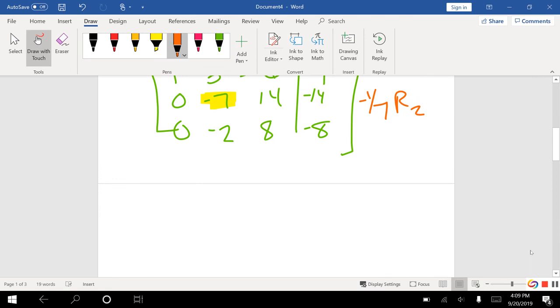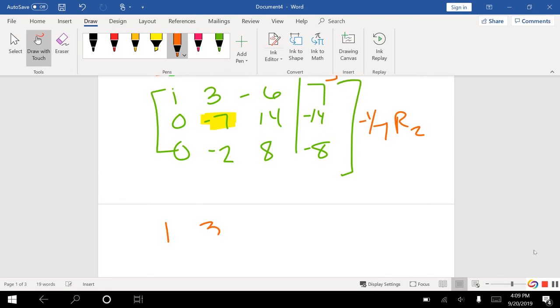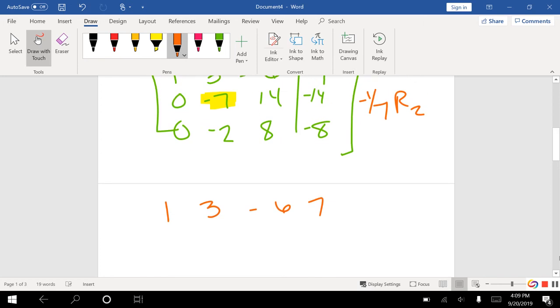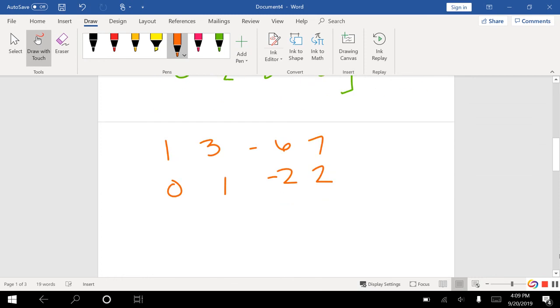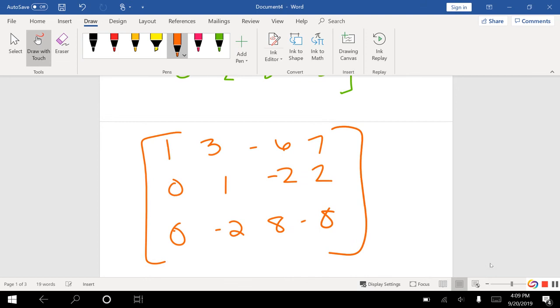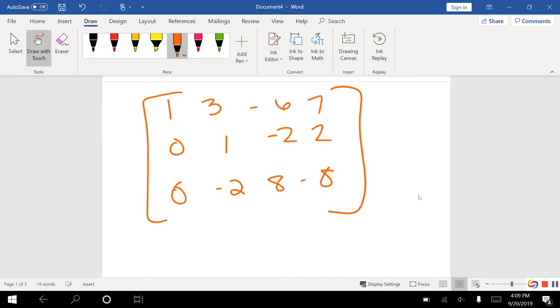Okay, so then my top row is going to stay the same: 3, negative 6, 7. My middle row here is going to become 0, 1, negative 2, 2. That seems like an improvement. And then my bottom row stays the same because I didn't do anything with it. Okay, I'm making progress.